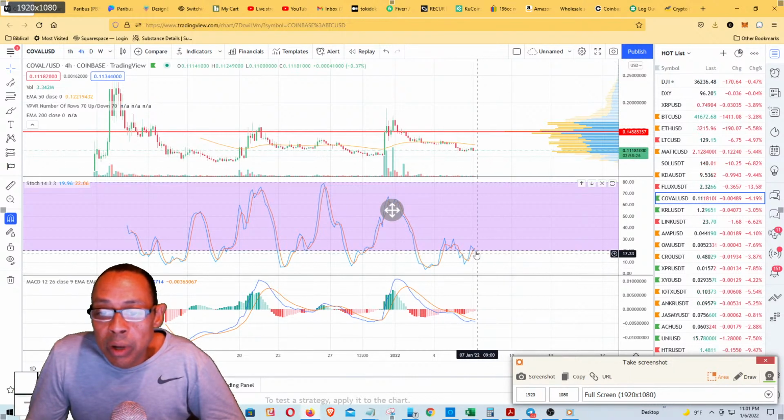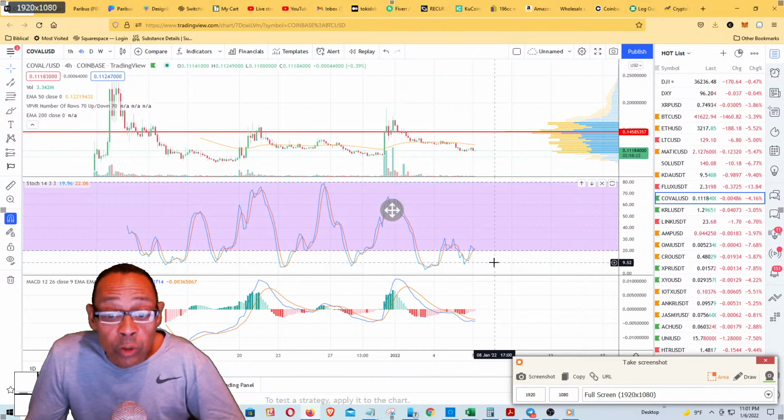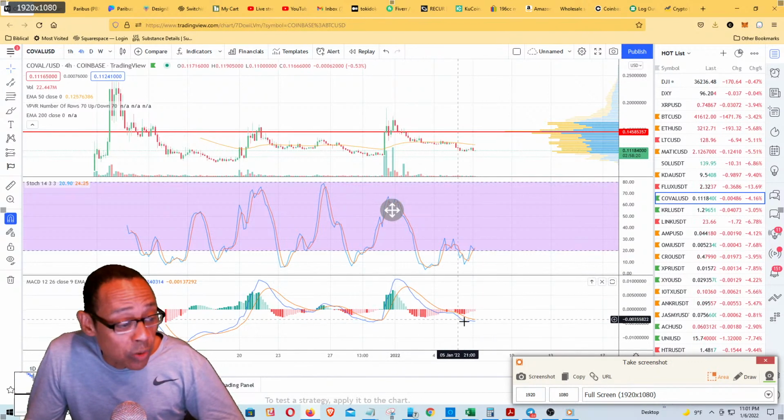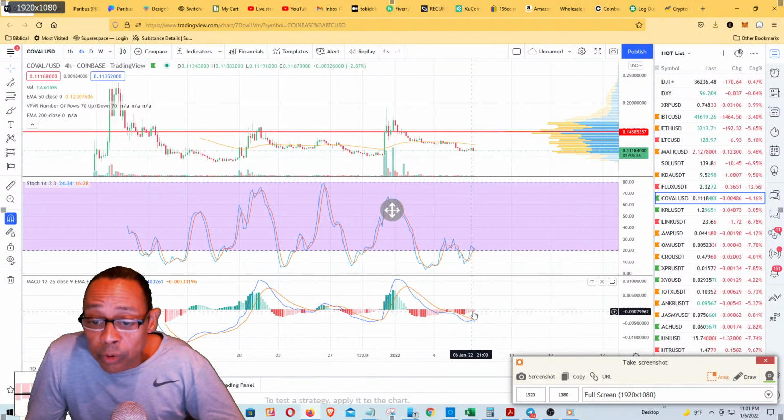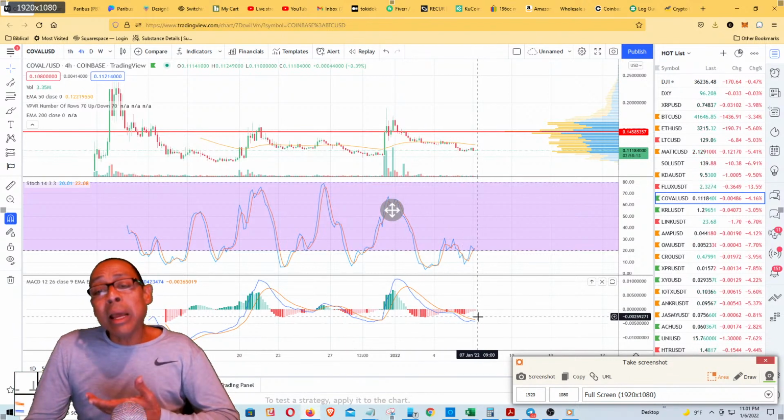And then we do have a bearish crossover here, where we're going to probably jump back down into the oversold zone. MACD is still trending downward into the negative, but look at this. Look at the histogram. We're approaching the 0 line again. I might pick up a little bit more.